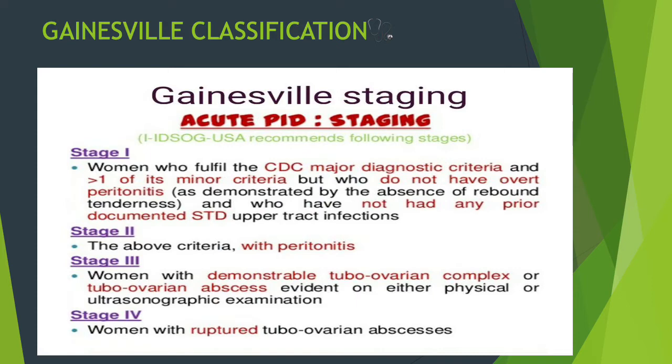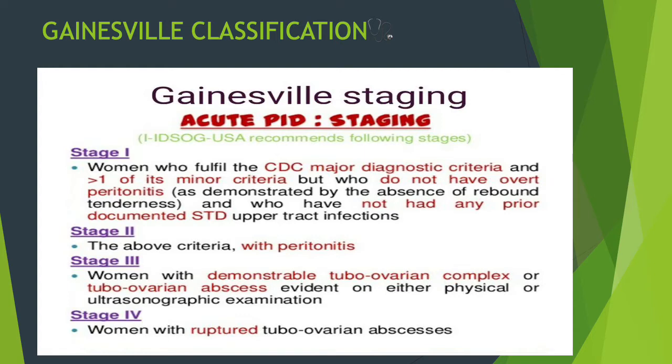When we classify PID, we use the Gainesville staging or the Gainesville classification. It is still the recommended classification. It has a stage of 1 to 4, depending on the severity and the symptoms of the patient. Essentially, stage 1 is early salpingitis, localized to the adnexa.